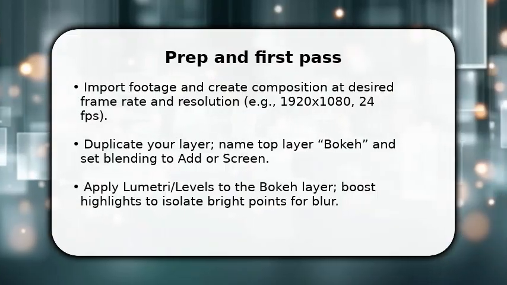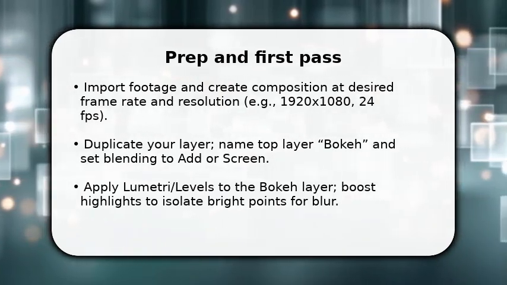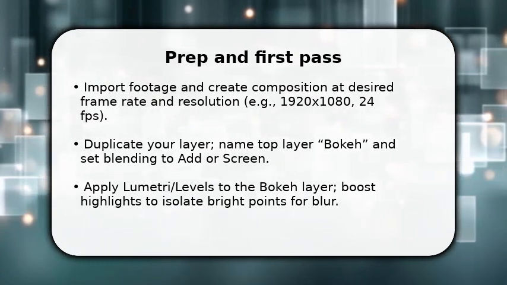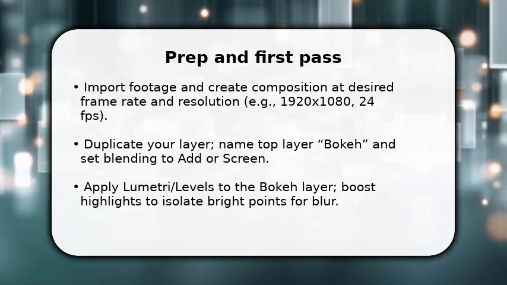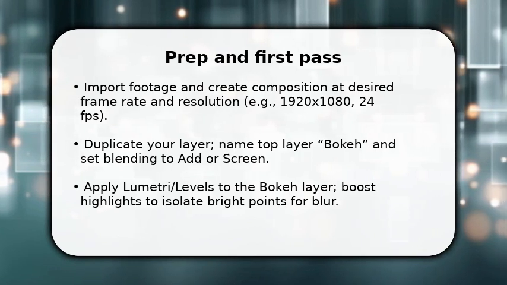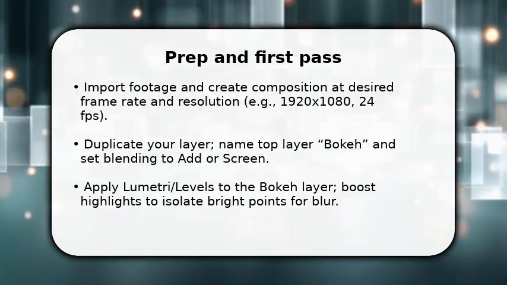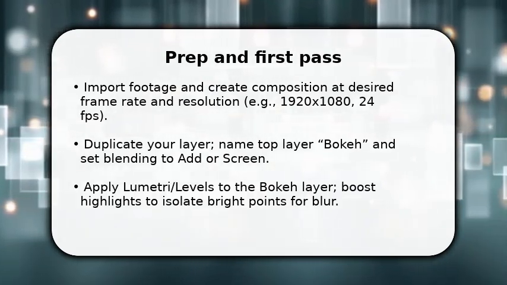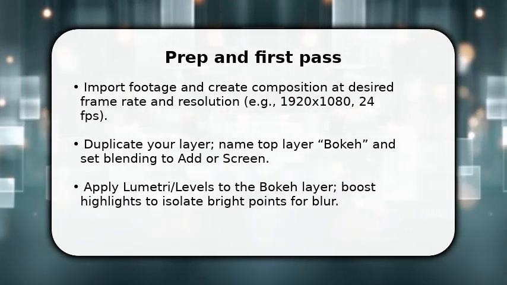You'll start by getting only the essentials ready: footage, comp, and a duplicate layer. Once done, name the top track Bokeh and change its blending to add or screen so bright areas glow. Now push highlights using Lumetri or levels, raise exposure or highlights until bright points pop without destroying overall contrast. This creates a simple bright mask source for Bokeh. Make sure you keep the original layer untouched beneath. You'll mix them later for the final effect.